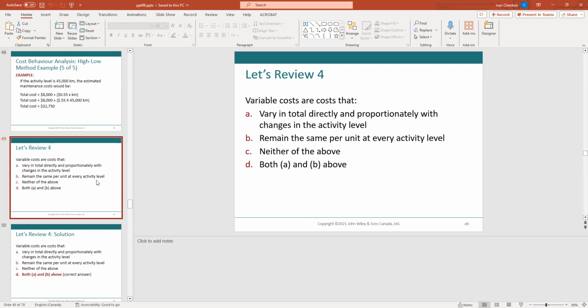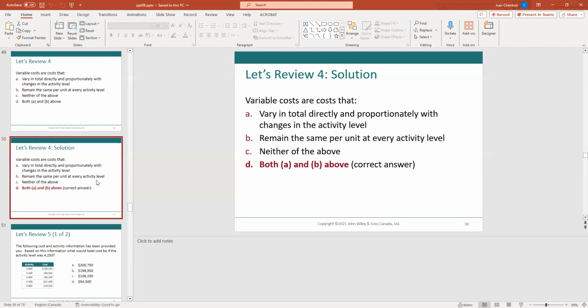B: remain the same per unit. Yeah, that's true too. C: neither of the above. That's not. And D will be A and B. So which one is the most correct answer? D, that will be A and B, right? So D will be the correct answer.